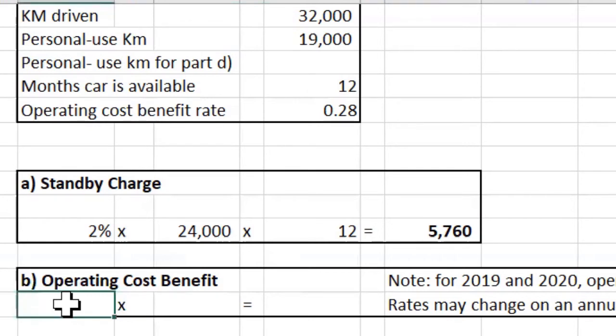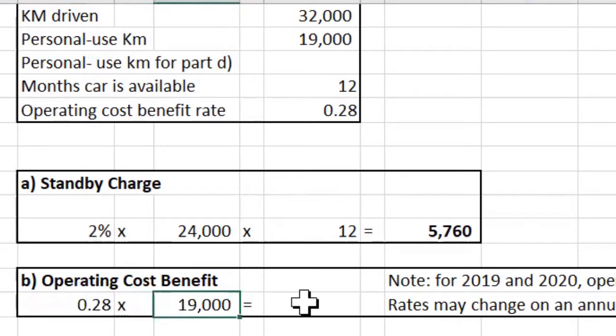This is very easy to calculate. All we have to do is take the operating cost benefit rate for the year. It does change from year to year, but we're going to say it's 28 cents. We're going to multiply that out by the number of personal use kilometers, which is 19,000. That's going to give us our operating cost benefit of 5320.